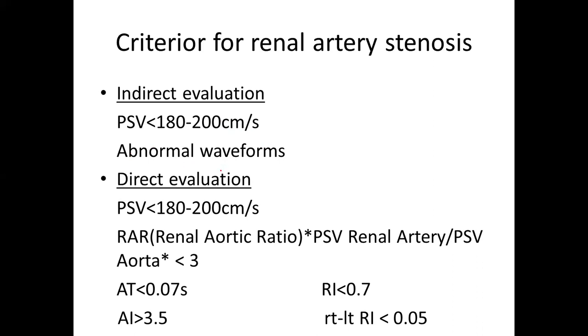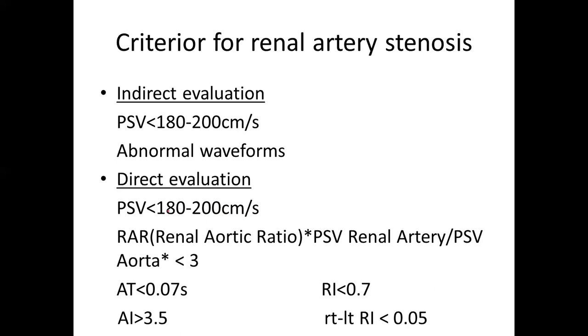We look at the waveform. Is it normal or is it abnormal? We'll talk about the appearance of a normal waveform and abnormal waveform as we go. I think it's within the next few slides to come, whereby we'll be looking at the rounded pulsus parvus et tardus waveform that we have been talking about. On our direct evaluation now, we need to look at peak systolic velocities of the renal arteries, both right and left.